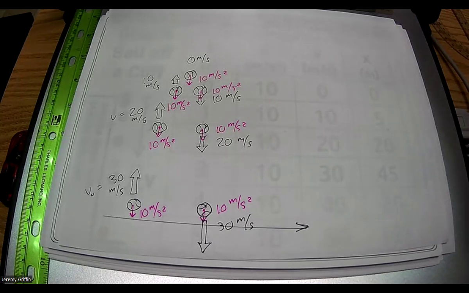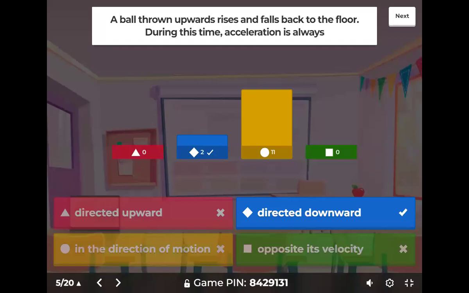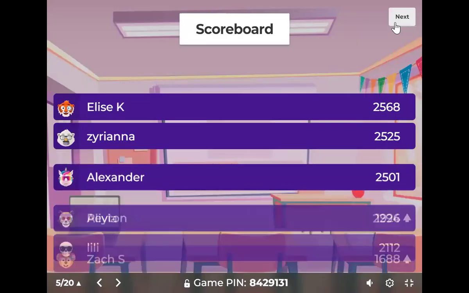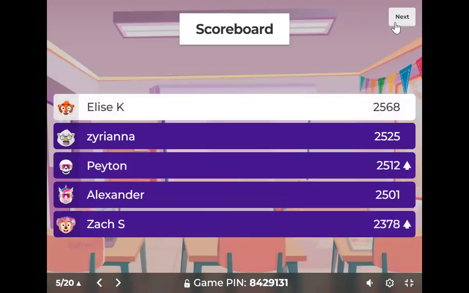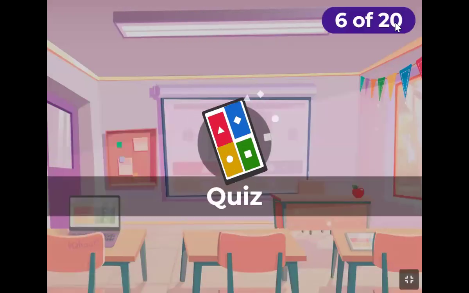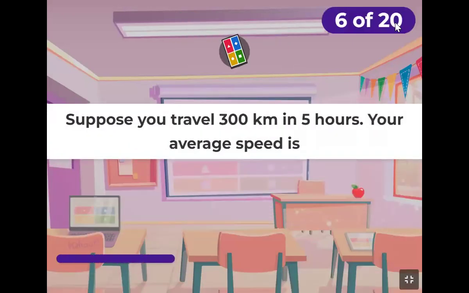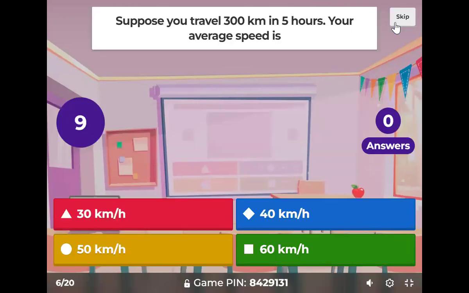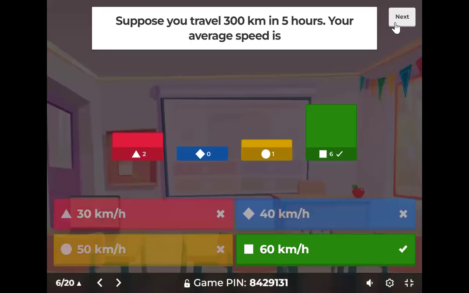All right. So remember, velocity will tell you the direction it's moving. Acceleration is a rate change of velocity, which for free fall is just equal to the gravitational field. You got Zach, Alexander, Peyton, Zariana, Elise. Suppose you travel 300 kilometers, takes you 5 hours. What's your average speed?